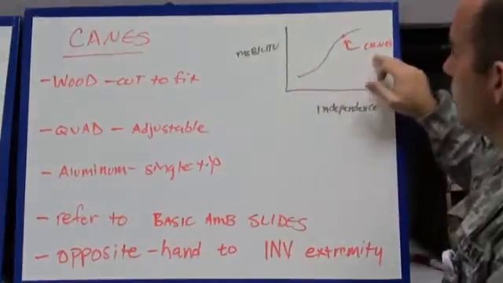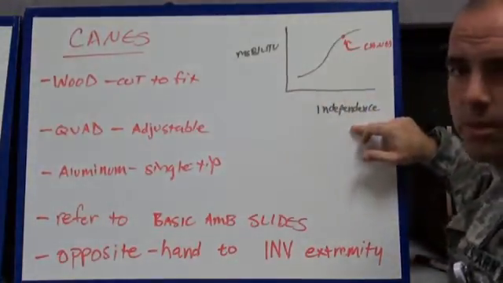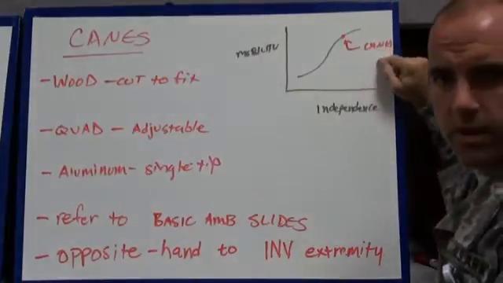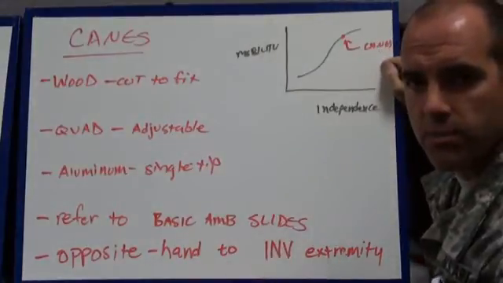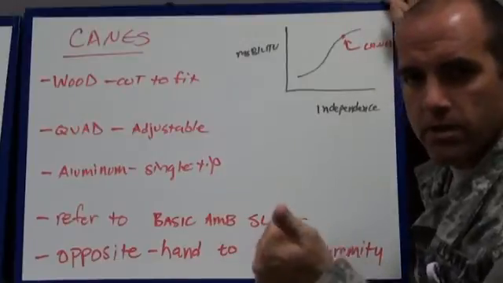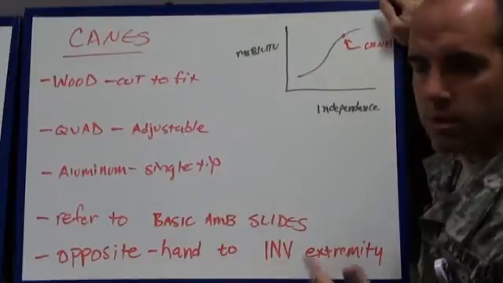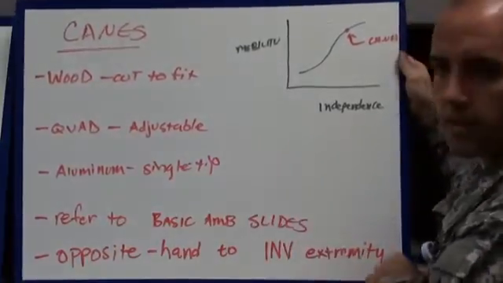And you can see up here, when it comes to a patient's mobility versus their independence, canes are really up here. It takes a pretty high-functioning patient to be able to use a cane. Obviously their balance is pretty good, they have a single problem, and they just need a little bit of support, a little bit of mobility help, and a cane will do that for them.